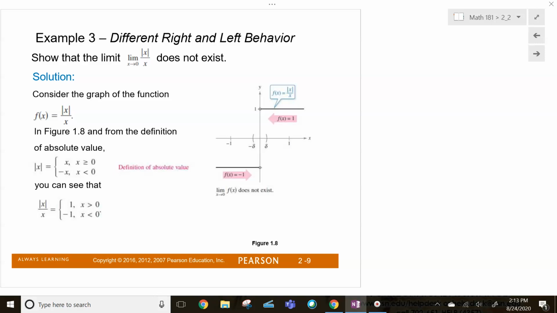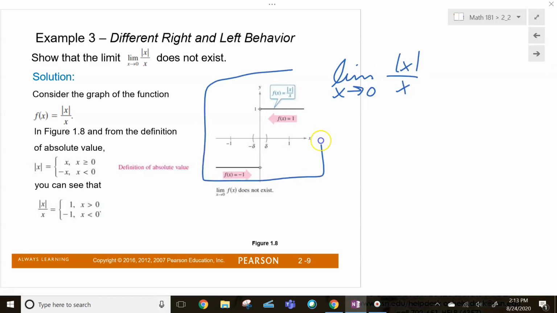We'll talk about how to solve these algebraically later here. But sometimes it's easier to understand the informal definition of a limit by seeing one that does not have a limit existing. So we're looking at the limit of this function as we approach 0 of the absolute value of x over x. And here's our graph, okay?